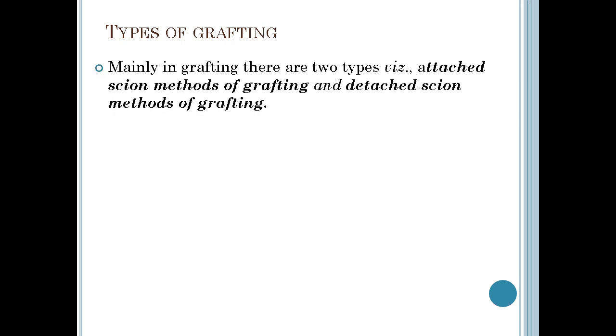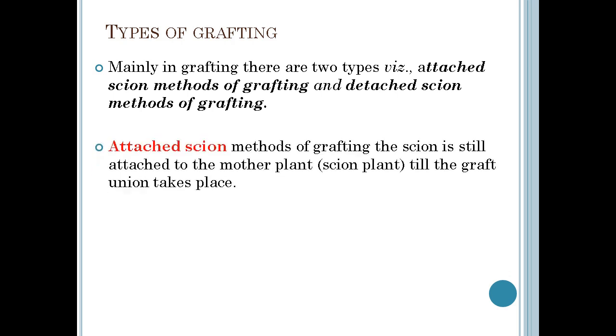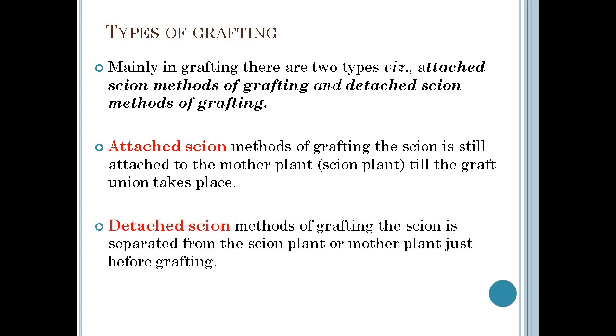Types of grafting. Mainly in grafting, there are 2 types: attached scion methods of grafting and detached scion methods of grafting. In attached scion methods of grafting, the scion is still attached to the mother plant till the graft union takes place. In detached scion methods of grafting, the scion is separated from the mother plant just before grafting.